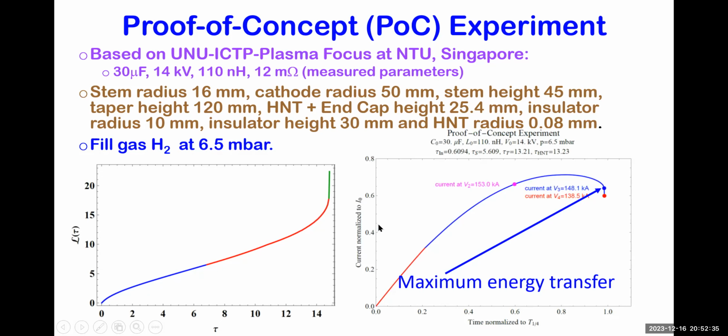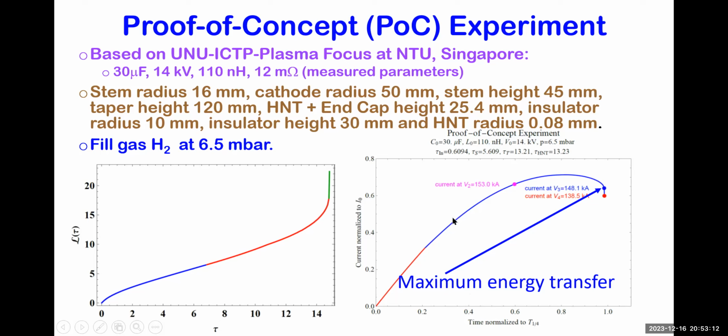So this is the calculated current from the proof of concept experiment. The vertical axis is current normalized to I0. I0 is the charging voltage divided by the capacitor bank impedance. And the horizontal axis is the time normalized to the quarter cycle time, which is 2.8 microsecond for the UNU ICTP plasma focus at NTU.